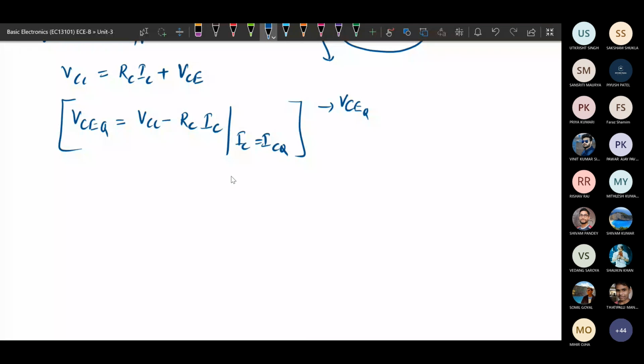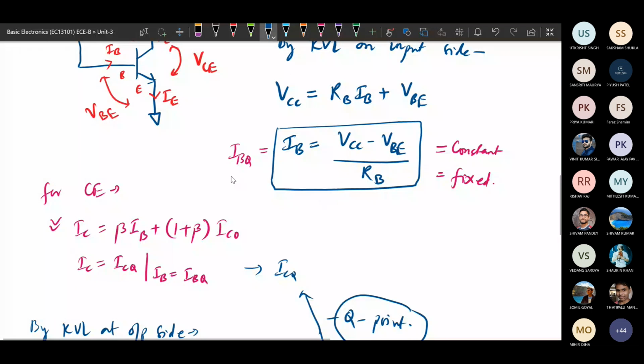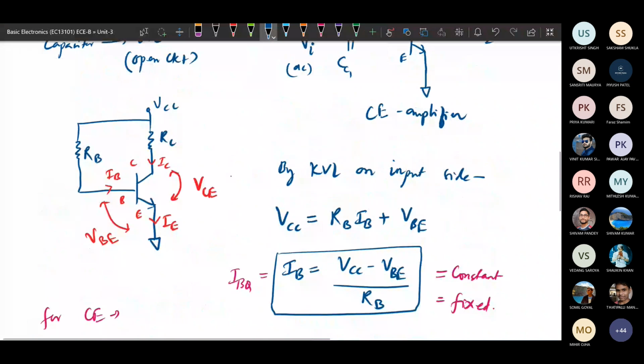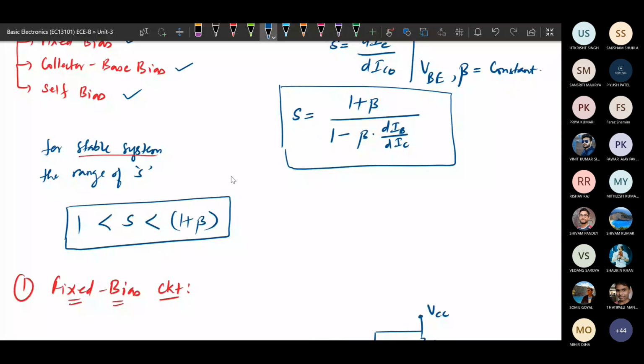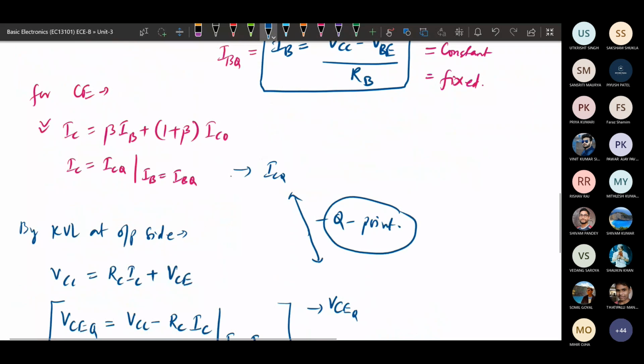Okay, so now our motive is to find the stability, that is S. So S is 1 plus beta divided by 1 minus beta times del IB divided by del IC. Okay, so this equation we have derived in the previous class also. So this is your stability factor value. So we need to find out the stability factor for this fixed bias circuit.